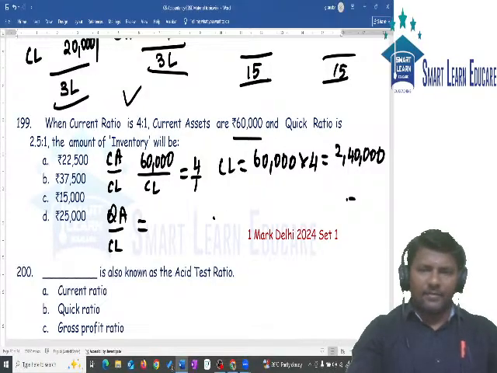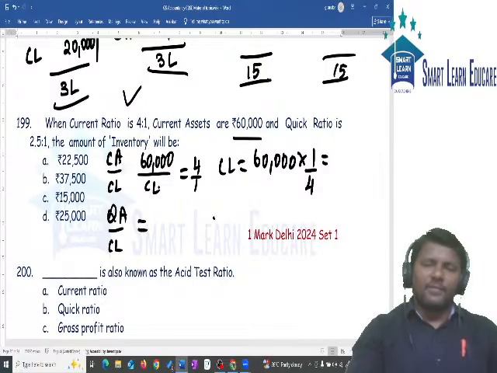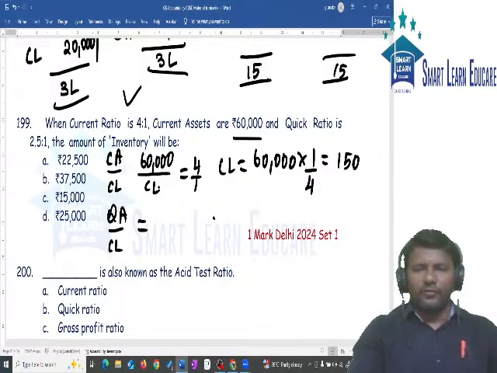Yeah, we multiplied the current liability wrongly. It is into 1 by 4. They have given 60,000. Current liability is equal to 60,000 into 1 by 4. It is not 4 by 1, it is 1 by 4. So 60,000 into 1 by 4 will give you 15,000. So current liability is 15,000.